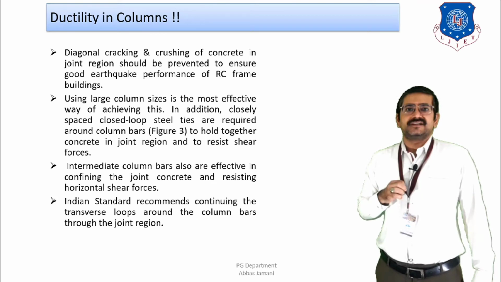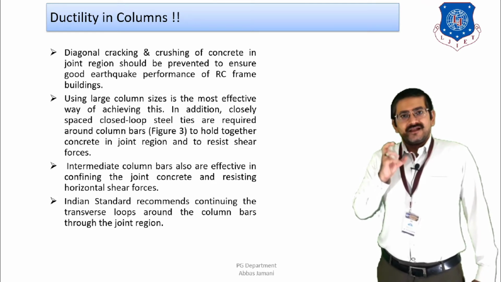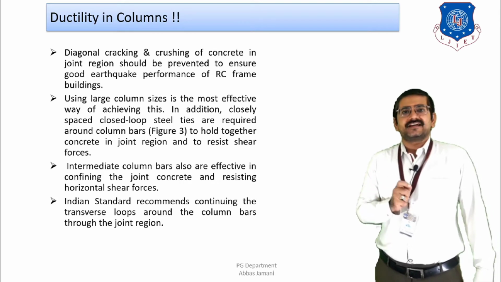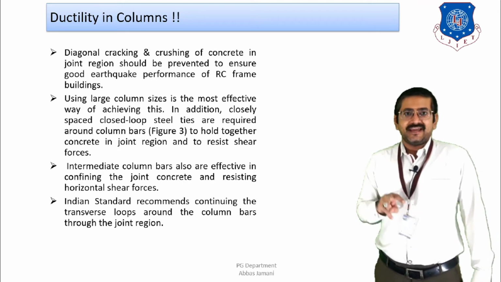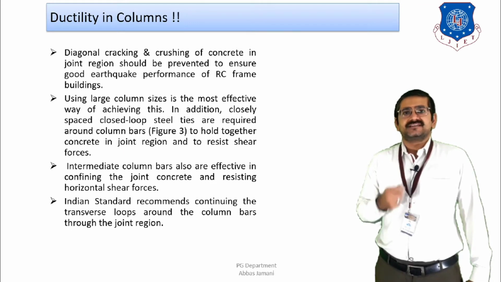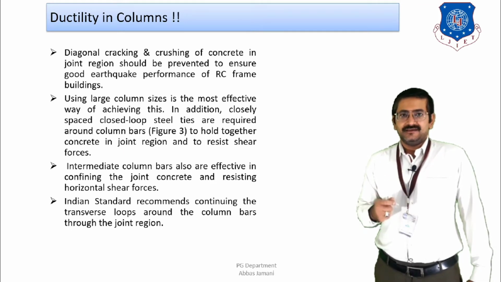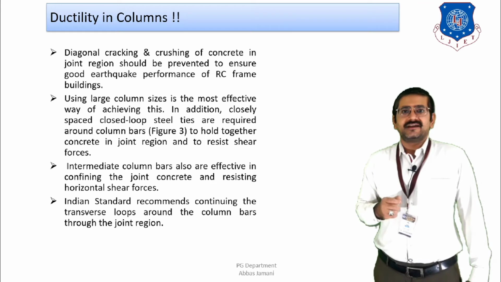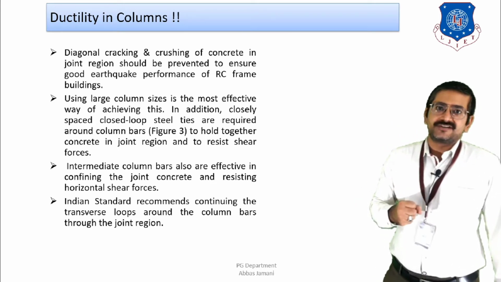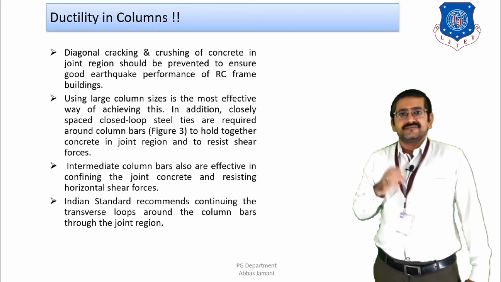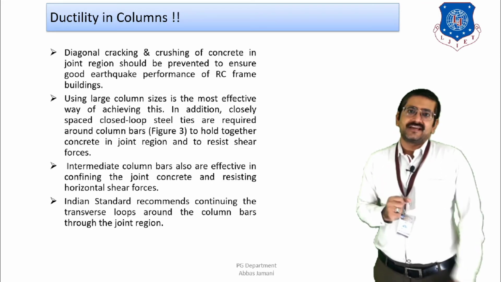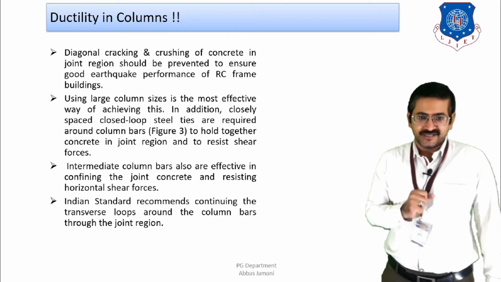The first option is that the dimension of the column should be sufficient so that the anchorage of the bars is possible. Second, the concrete strength has to be sufficient, which is going to increase the bond strength of the column and the reinforcing bars. And third, the transverse reinforcement should be provided in sufficient amount, which will confine the concrete area, and the crushing of concrete can be avoided by increasing the shear capacity.